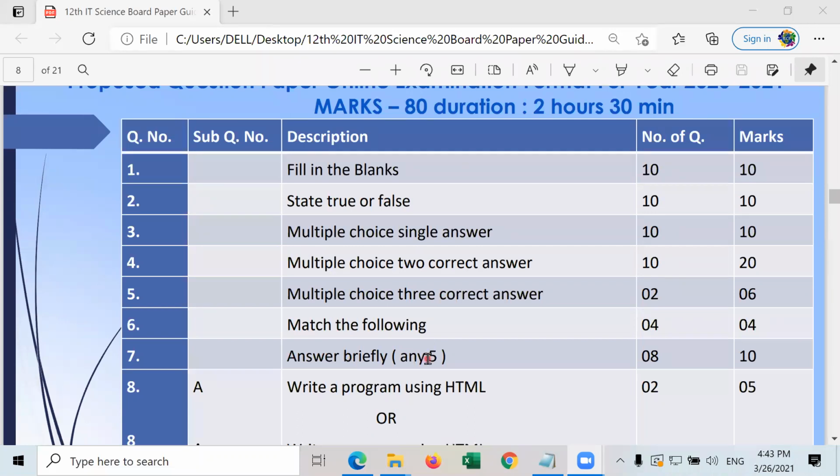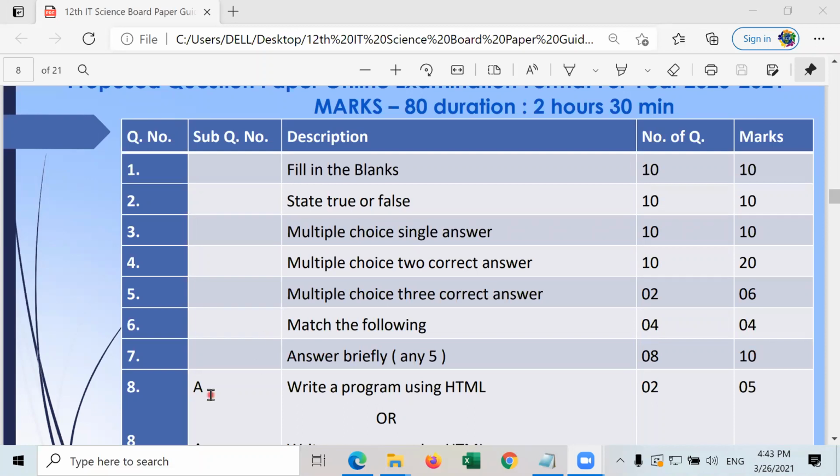You have to type the answer of questions given in question number 7 very briefly. You have to write at least 5 points for each question. Each question will carry 2 marks with it. 5 into 2, 10. That is question number 7 is of 10 marks.